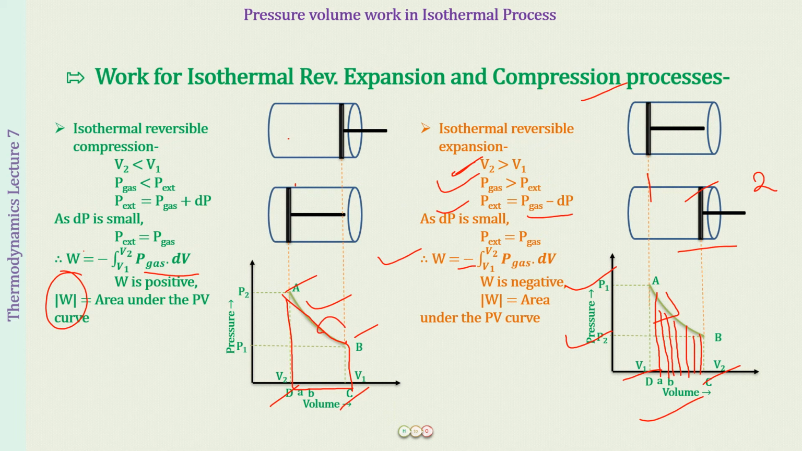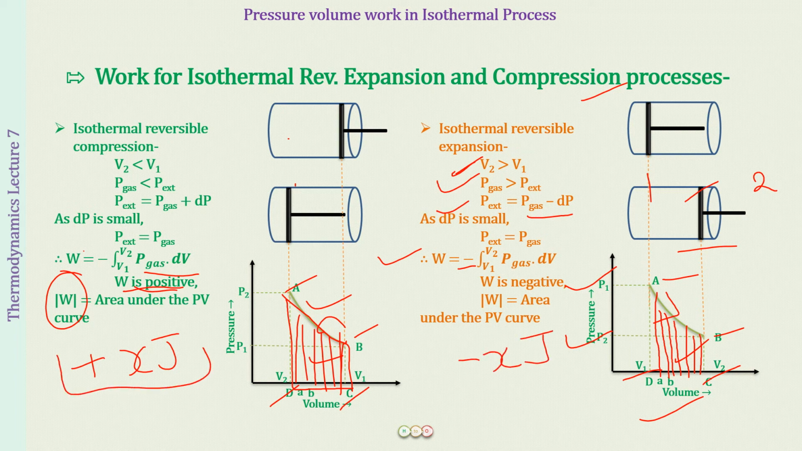So in both the cases, whether we are going from B to A when a compression is happening, or from A to B when an expansion is happening, the work done is the area of this PV diagram. In both the cases you get the same area. What is the difference? The difference is going to be in the sign. If the value comes as some x joules, here it is going to be plus x, and here it is going to be minus x. This is the only difference in case of an isothermal reversible expansion and compression.